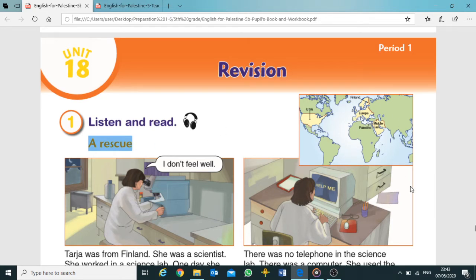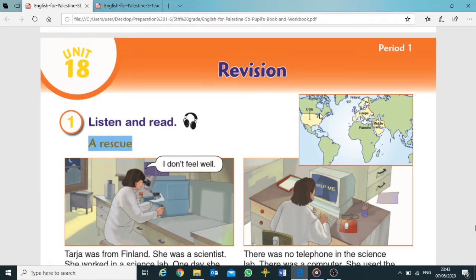As we can see, we have the map of the world, excellent. The map of the world, خريطة العالم. And here we can see countries and continents. Okay, as we can see here we have Asia, Europe, Africa, North America and South America. And here we have Australia.